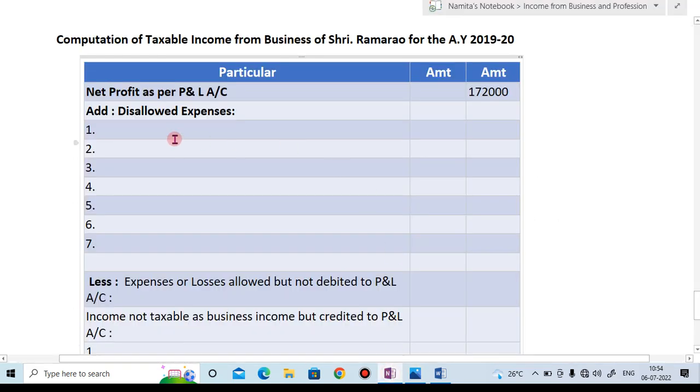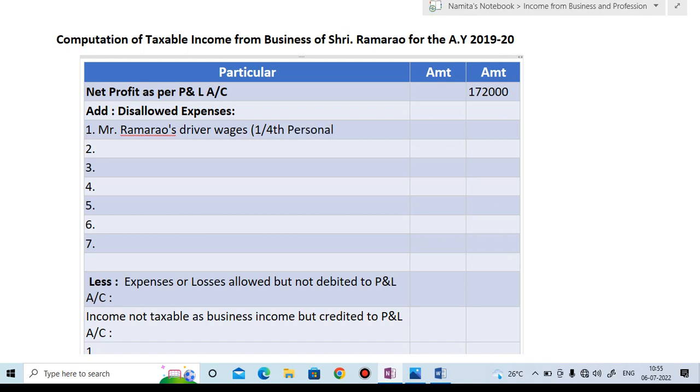So first disallowed expenses is wages, that is Mr. Ram Rao's driver wages. How much is that? 1/4 personal use. That means from 25,000, 3/4 is used for business and 1/4 is related to personal.